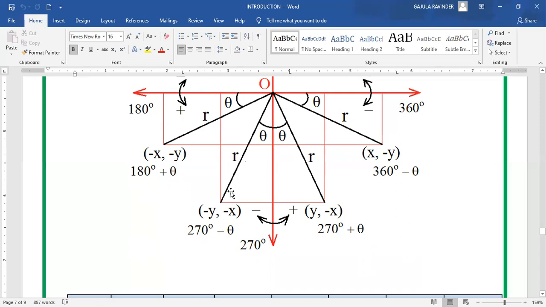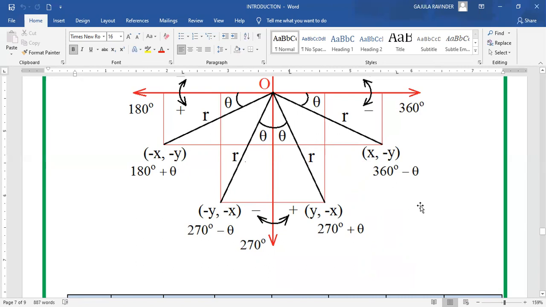theta. This is the terminal ray of 270 minus theta. This is the terminal ray of 270 plus theta. So this is the terminal ray of either minus theta or 360 minus theta. Because 360 is one complete rotation, you can just ignore it and take it as minus theta only. So from this diagram, you can define the ratios of any allied angle like 180 plus theta, 270 minus theta, 270 plus theta, and 360 minus theta, as we have defined in the previous diagram.